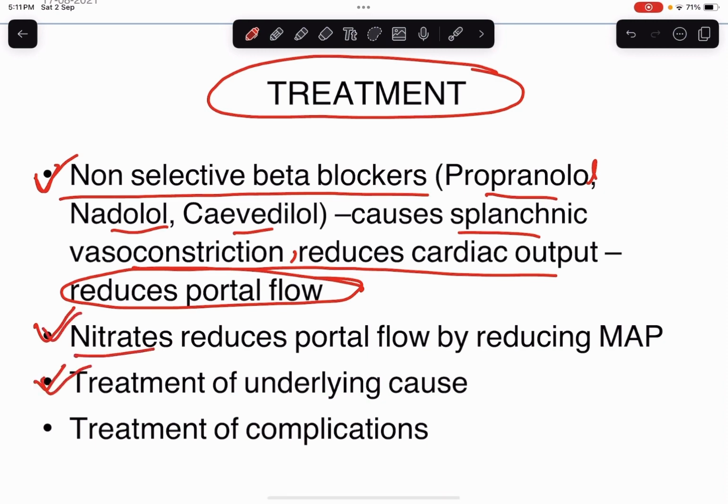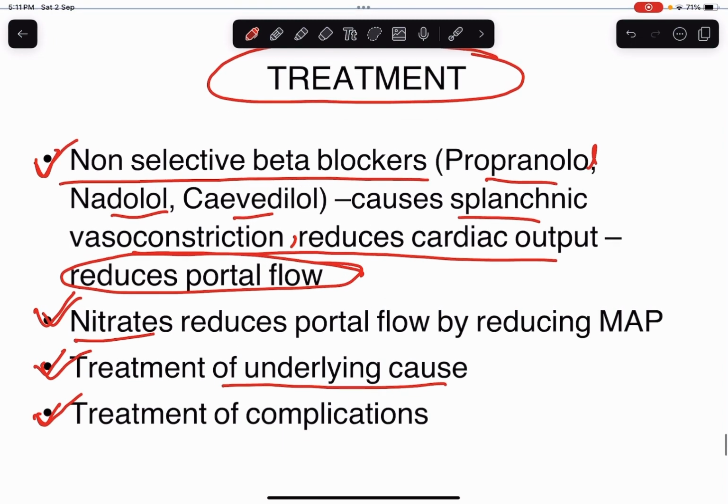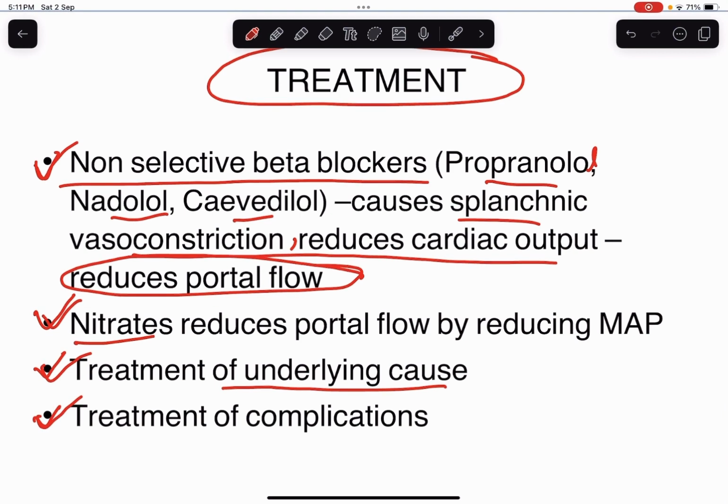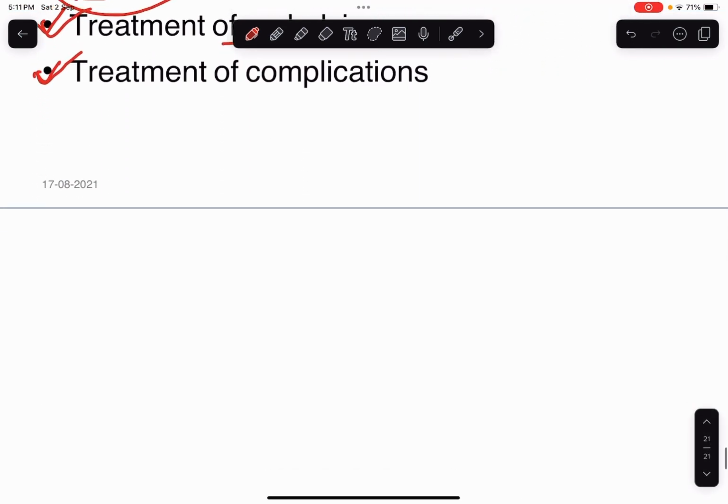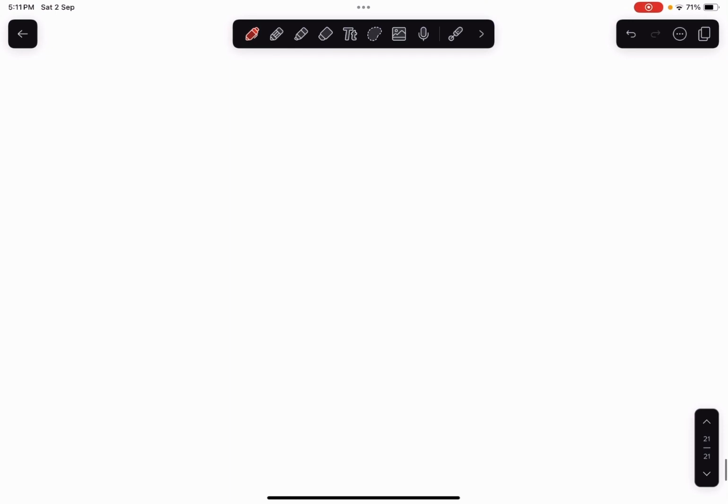Treatment of the underlying cause is very important. I have talked about various causes of portal hypertension. So all the causes of portal hypertension should be sought for and treated. And treatment of complications. I have named the complications. Now we need to find out if the patient has already developed complications of portal hypertension or not, and we need to treat them. So if I talk about medications for portal hypertension, most importantly two groups, non-selective beta blockers and nitrates, we use for the medical management of portal hypertension.